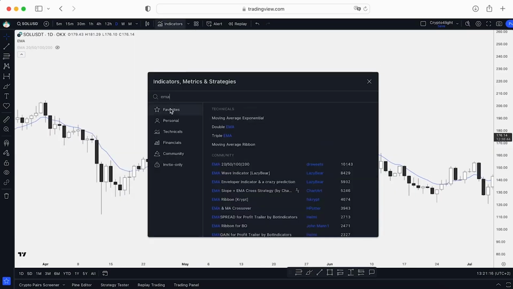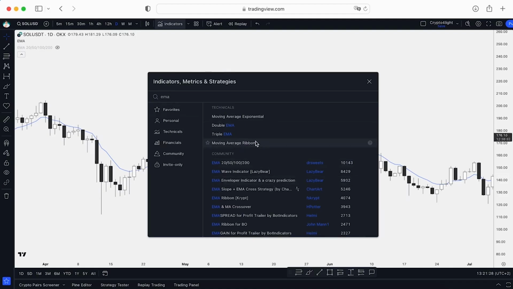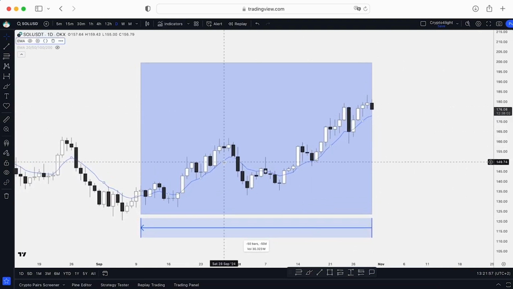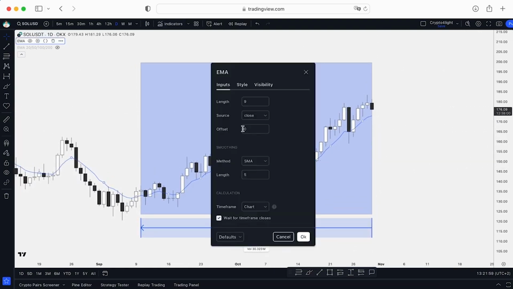To add EMA onto the chart, you just need to go to indicators, type EMA, and choose this one, moving average exponential. You can add it to favorites. Then the line appears on the chart exactly here. You can adjust the settings up to you. So guys, everything is absolutely individual.